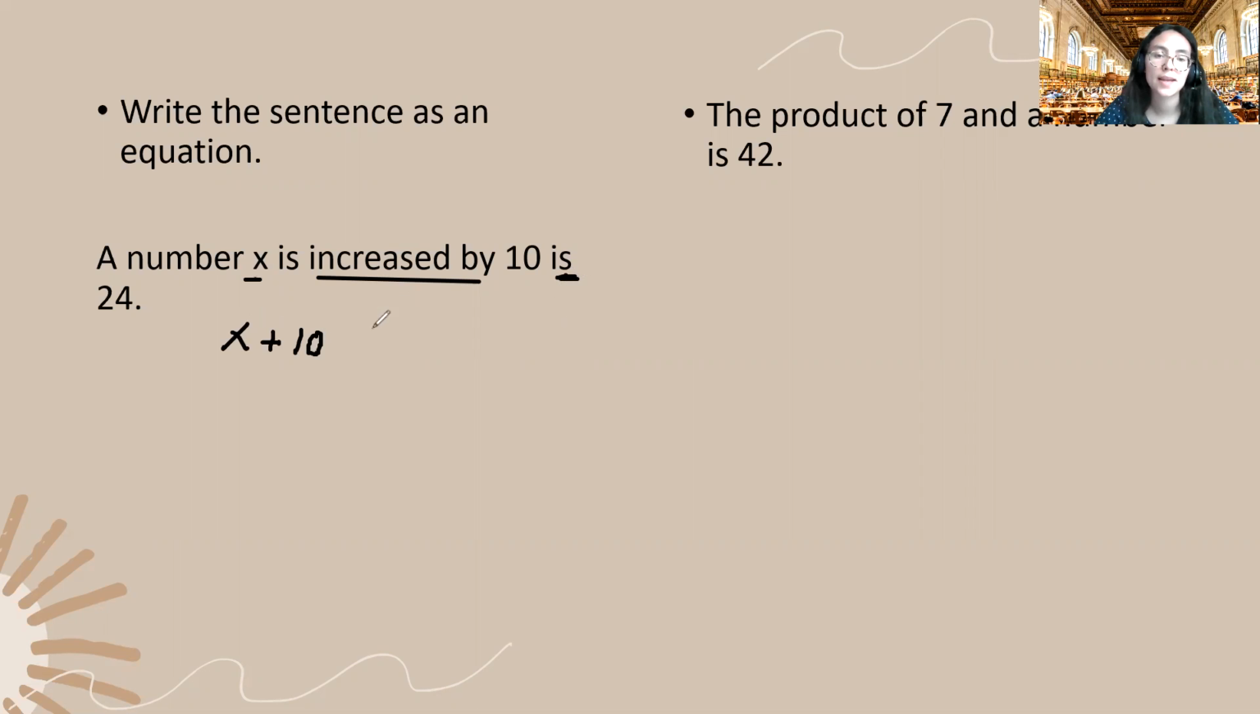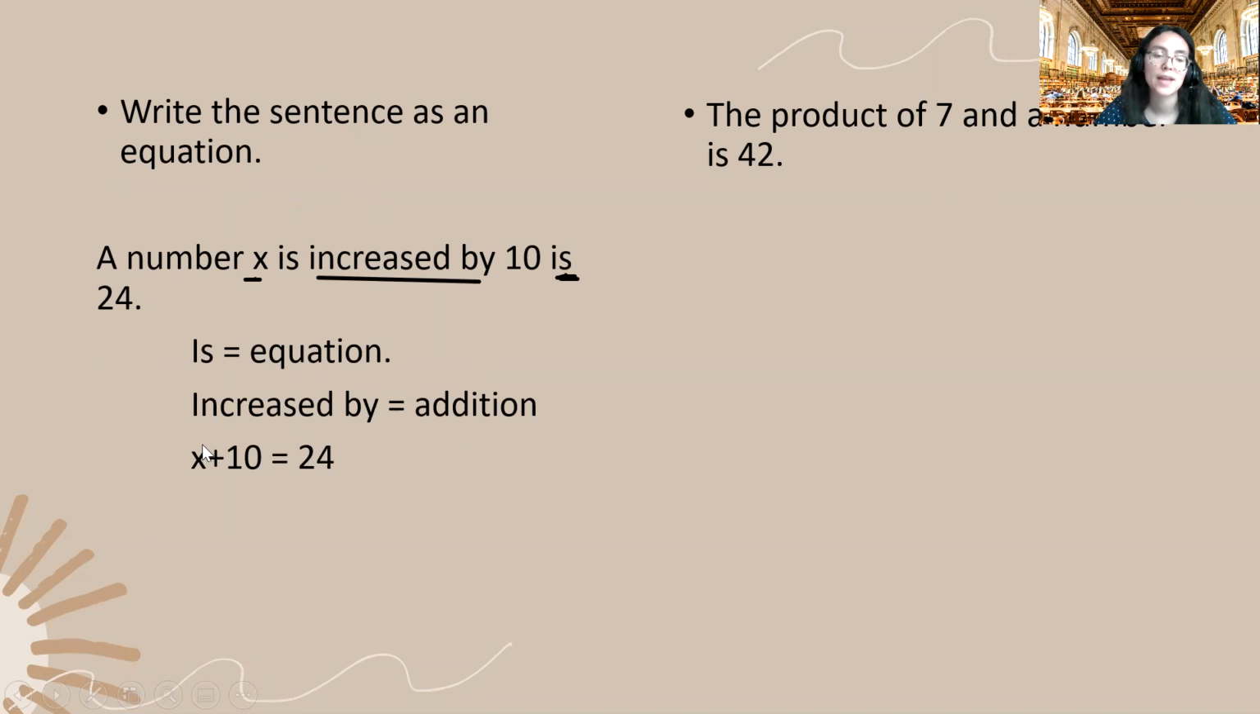Is tells me that I'm going to have an equal sign, and 24 tells me what will be on the other side. So this is what our answer will look like, but we're going to break it down. Is tells me I have an equation or an equal sign. Increased by tells me I have addition. So our answer would be x plus 10 is equal to 24.